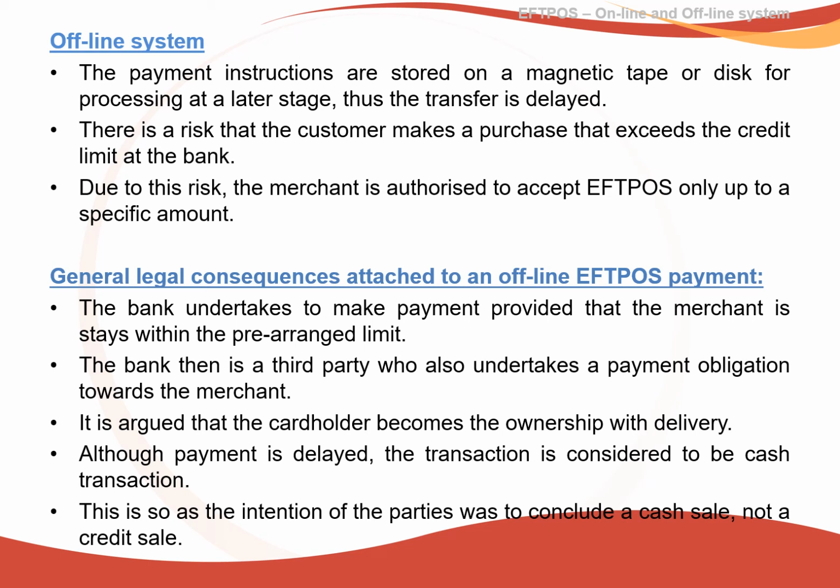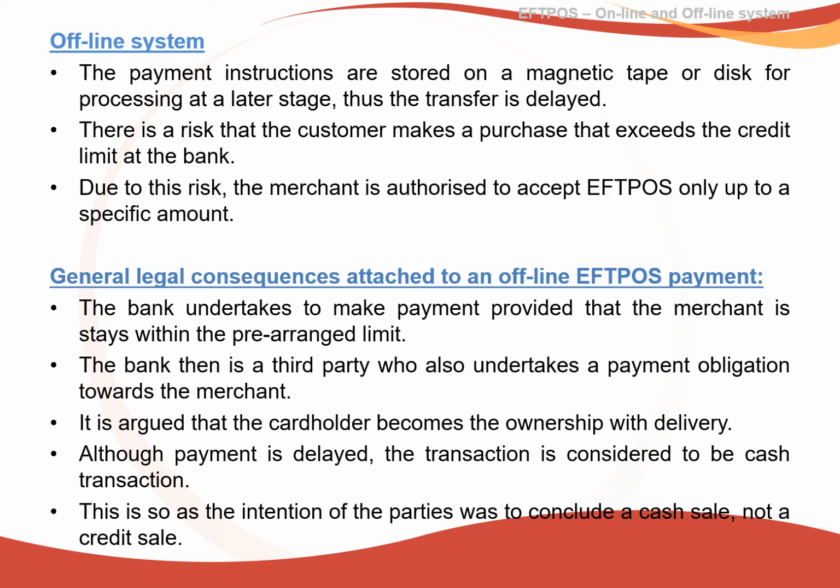In an offline system, the bank undertakes to pay provided that the merchant stays within the prearranged limit. There is thus a third party, the bank, who also undertakes a payment obligation towards the merchant. Given this, it may be argued that the cardholder, who uses an EFTPOS where the financial institution undertakes to pay the merchant, obtains ownership with delivery, although real payment is effected at a later stage.